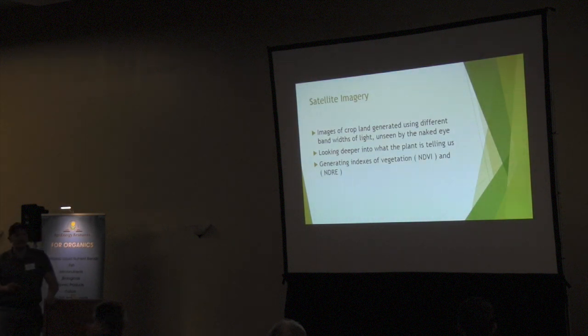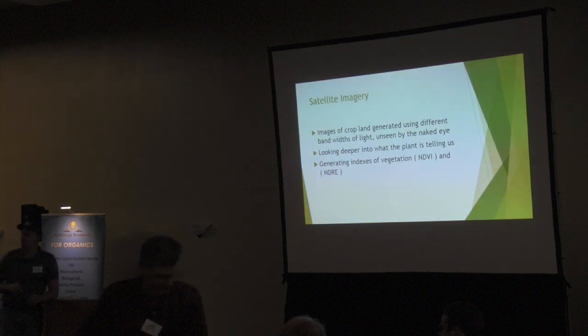Okay. So just to get right into it, what is satellite imagery? It's basically just images of your cropland generated using different bandwidths of light. Our eyes in the human spectrum can only see about 80 nanometers of light within the spectrum. And we've come to learn through vigorous research and lots of trial and error that plants are visual communicators. We as humans are more visual, where plants are more in the physical. What they're showing you, what they're trying to tell you through their leaves. But our eyes aren't able to pick that up.